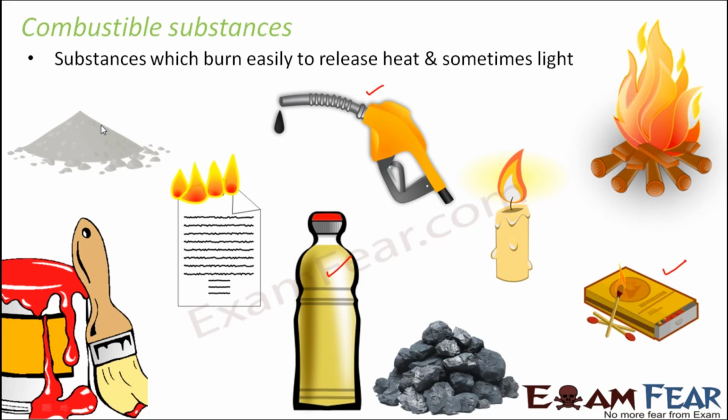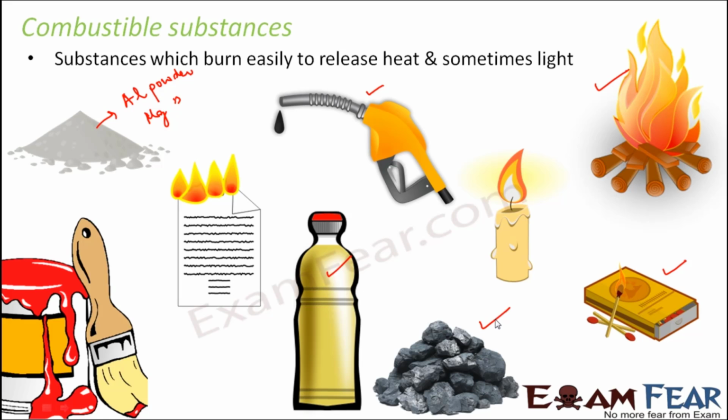Most metals as such, like iron, are non-combustible. They do not burn to release heat. But some metals in their powdered form, for example aluminium powder or magnesium powder, are combustible. That is, they get burned to release heat. So these are all examples of combustible substances. Of course, not to forget wood and coal, they are also combustible substances.